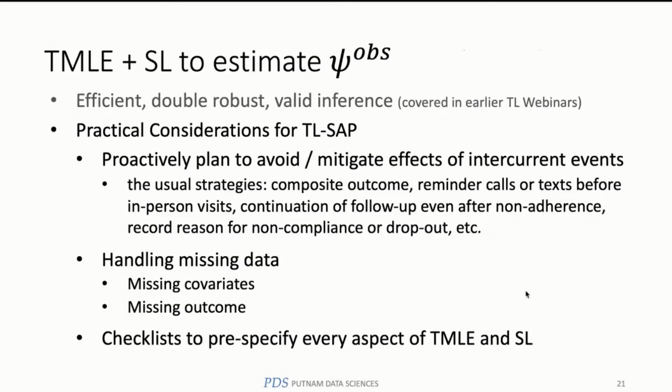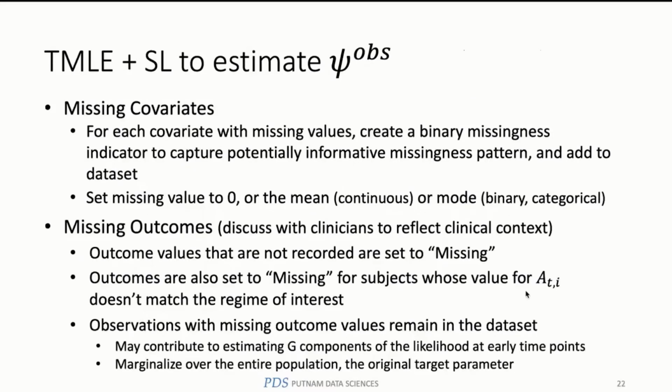And then also, we've devised some checklists so you can pre-specify every single aspect of TMLE and superlearning to make sure that you've got something that's robust, reliable, reproducible, and completely documented in advance. You can do that and still be data adaptive. All right, missing covariates.